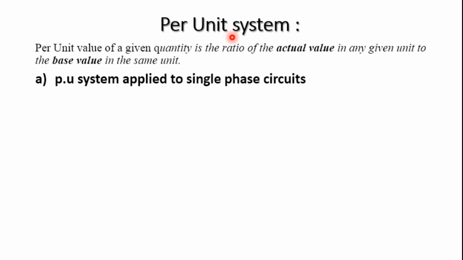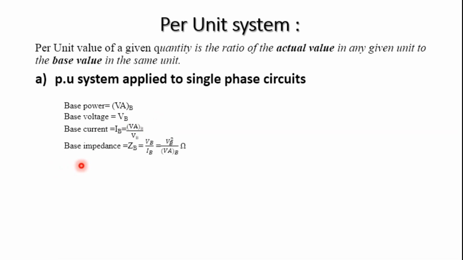The first concept is the per unit system applied to single phase circuits. We know that there is a base power, which is the total VA, voltage into ampere, where B stands for the base value. Then we have the base voltage VB. Then to calculate the current, IB is equal to VA divided by VB. The voltage gets cancelled, and the remaining is the base current.